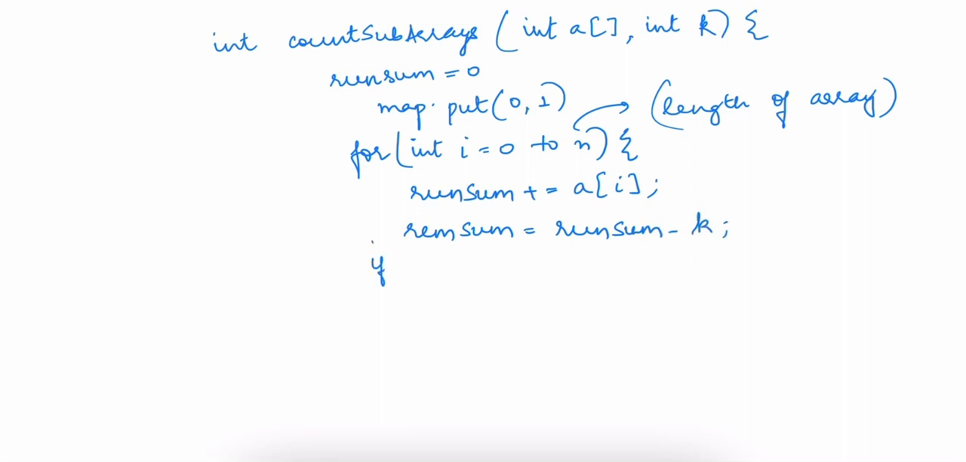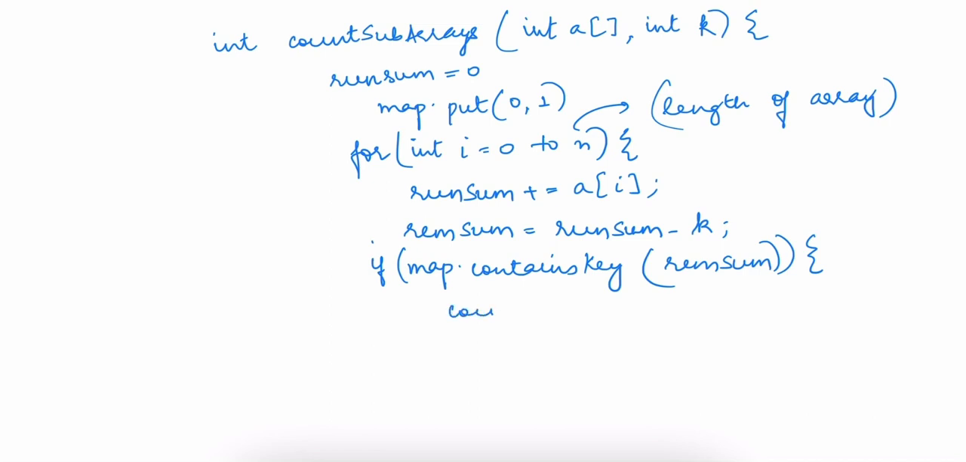Then we are going to check if map contains the remaining sum. If map.containsKey(remainingSum) is yes, then what we are going to do is increment the count. So we will have a count as well. We'll initialize it to 0. And so what we are going to do is add the value to the count: map.get the value for the remaining sum. This value we are going to add in the count.